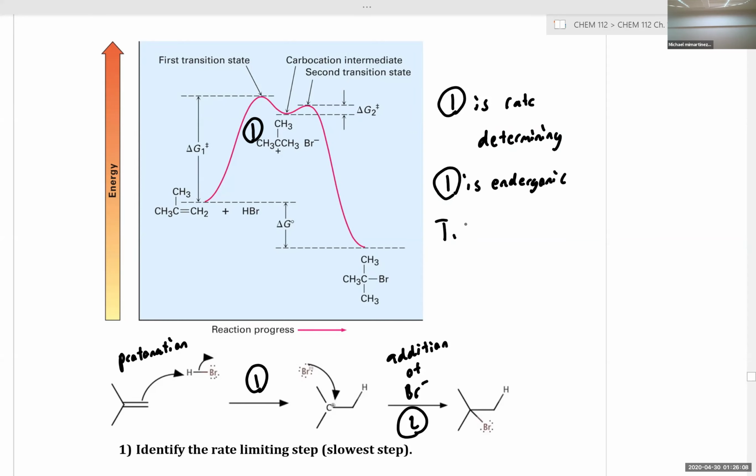Ergo, the transition state is going to resemble what? What is our transition state going to resemble? What is our intermediate in this case? So it's going to resemble the product of step one, which is our intermediate. And what is our intermediate in this case? So our transition state is going to resemble, what is our intermediate? Our carbocation intermediate.